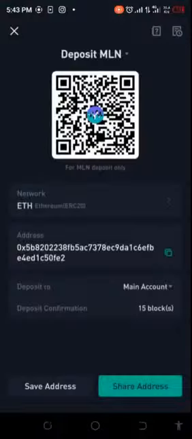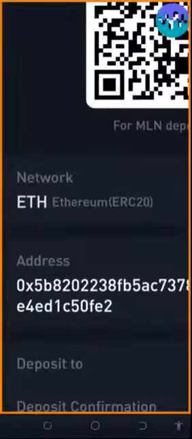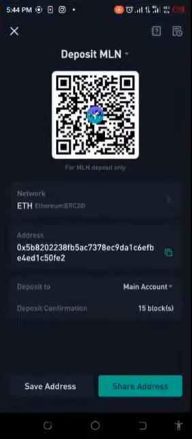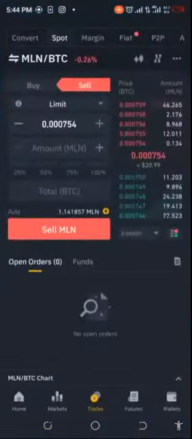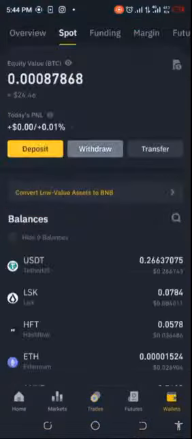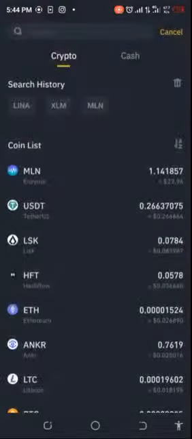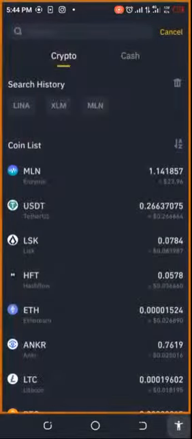So now, as you can see here, I just have to pick this. That's the copied one, it's ERC20. Make sure it's the same. It must be the same. Don't forget, it must be the same. Let's run along to withdraw this. So we're going to withdraw. What are we withdrawing? We're withdrawing the MLN.